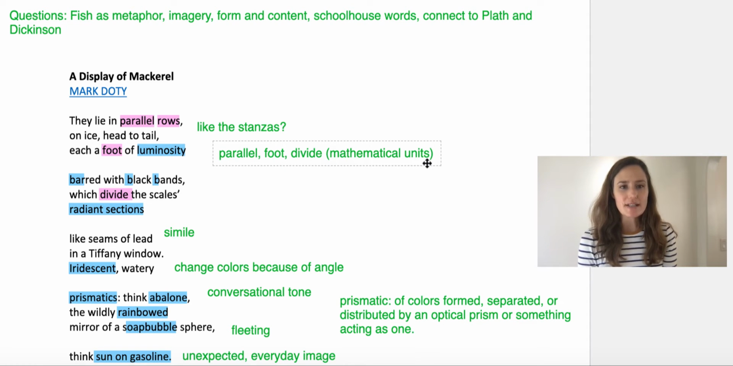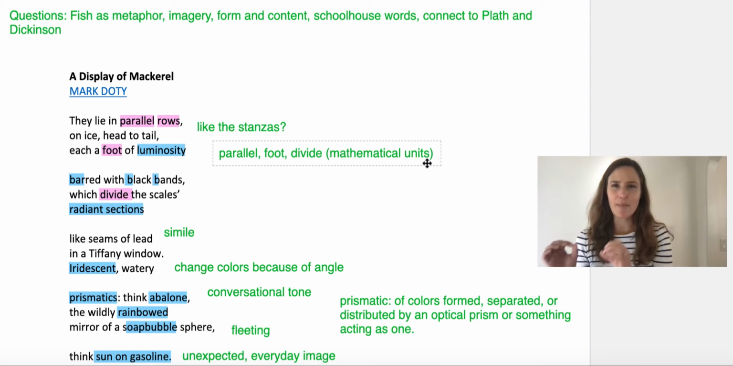We have words that suggest luminosity and brightness and color. So luminosity, radiant, iridescent, prismatics, abalone, rainbowed, soap bubble, sun on gasoline. It's a very specific image, isn't it? But we all know what he means.